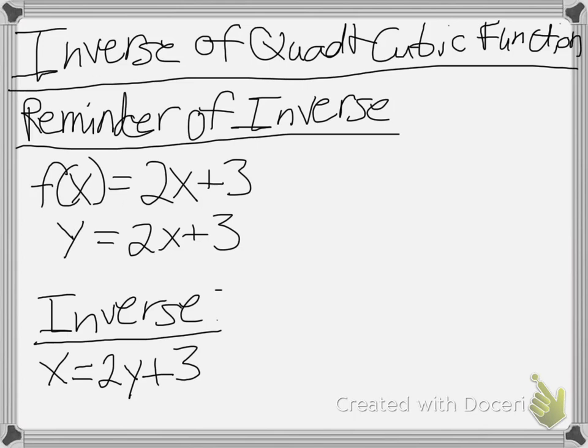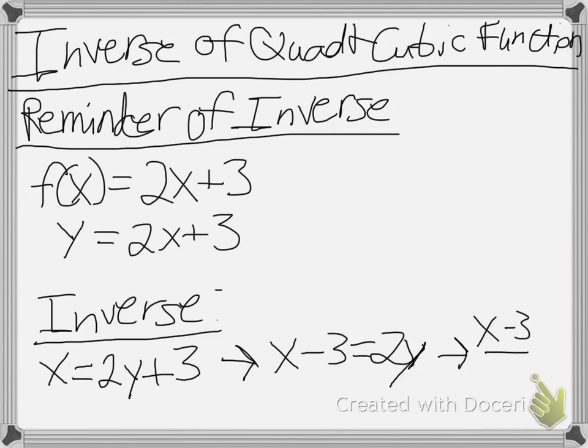Alright, now I'm going to work out the rest of the problem. So here's our next step. Drew a little arrow. So next step, we're going to solve for y. So we start by doing x minus 3 is equal to 2y. Sorry, it's a little sloppy. And last but not least, you divide by the 2. So we have x minus 3 divided by 2 is equal to y. There we go. And x minus 3 over 2 is equal to your inverse function.